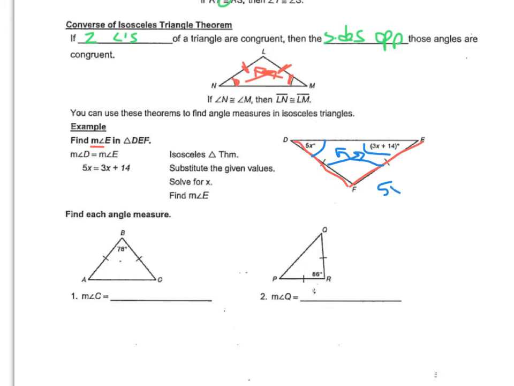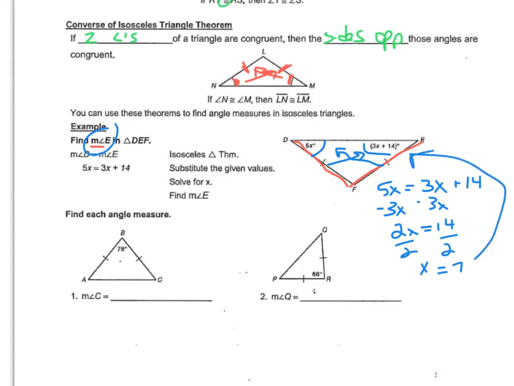So I can set them equal: 5x equals 3x plus 14. Minus the 3x, so 2x equals 14. Divide by 2. So x equals 7. My question said to find the measure of angle E, so I'll plug it in up here: 3 times 7 plus 14. So 21 plus 14 is 35 degrees. Let's look at the next one.